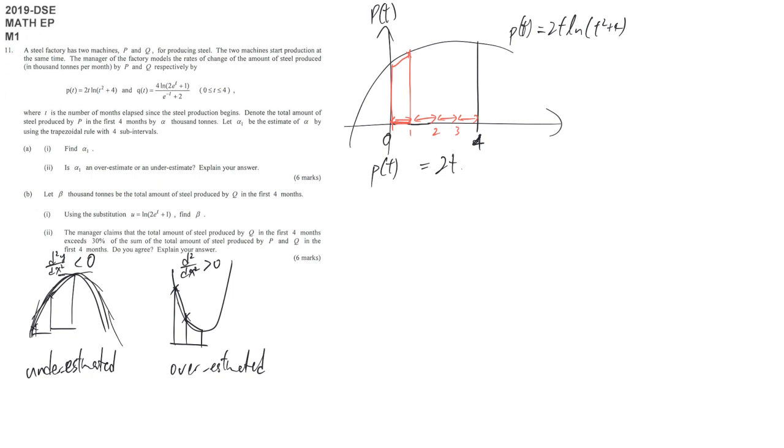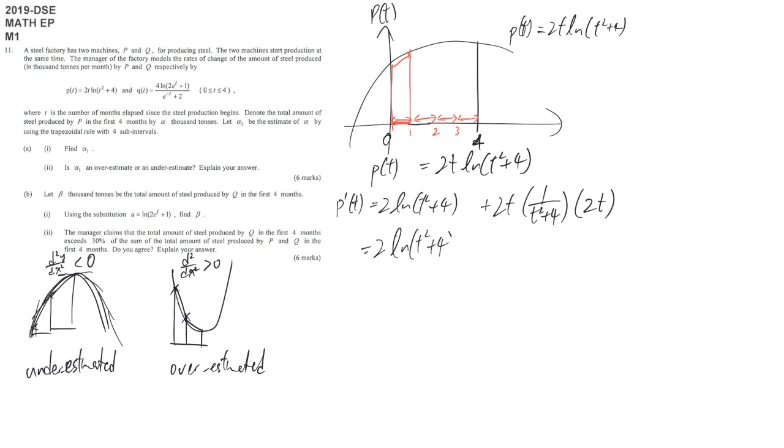Original function, we have 2t natural log (t squared plus 4). After that, you have to differentiate once. And you're going to differentiate the second time. But in this format, I think I can use a better method to write this item in another format to facilitate our calculation.